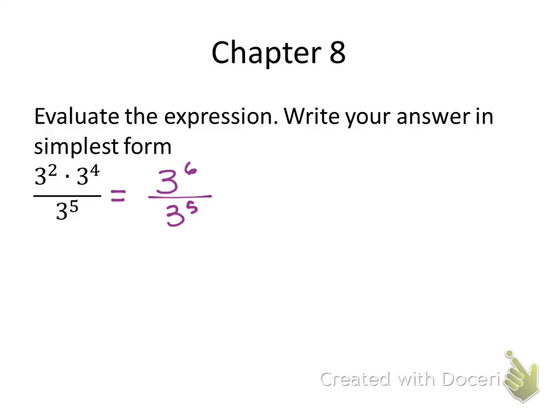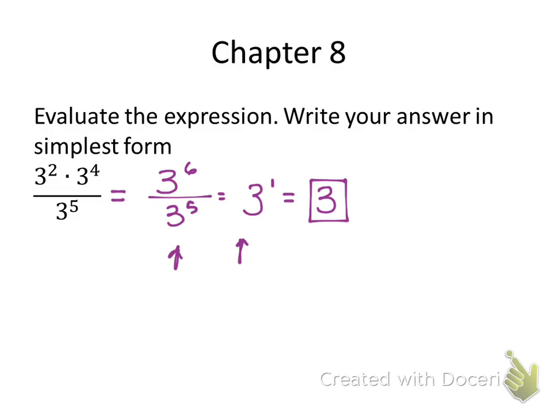Now, what can I do if I have the same bases and they're being divided? What can I do to the exponents? Subtract the exponents, exactly. So I keep my base. What's 6 minus 5? 1. And then I simplify. What's 3 to the first power? 3. So this is my final answer. Again, you have to show all of these steps that I've given right here. I need to know you know the rules of the exponents. In order to get full credit, that's what you have to do.